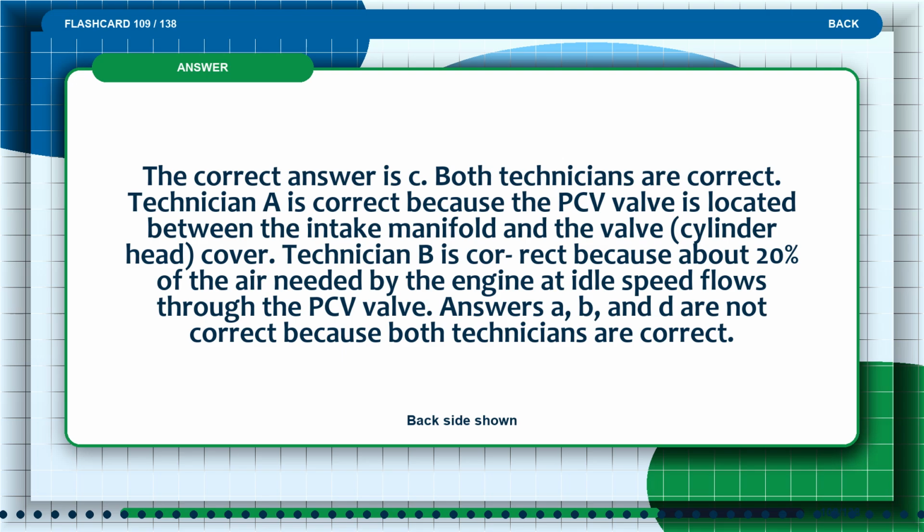The correct answer is C. Both technicians are correct. Technician A is correct because the PCV valve is located between the intake manifold and the cylinder head cover. Technician B is correct because about 20% of the air needed by the engine at idle speed flows through the PCV valve. Answers A, B, and D are not correct because both technicians are correct.